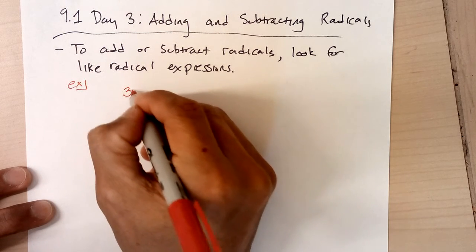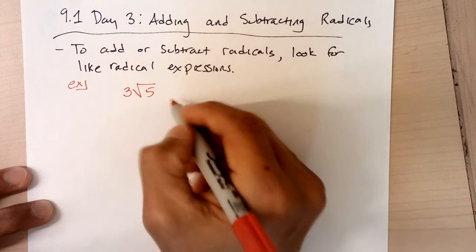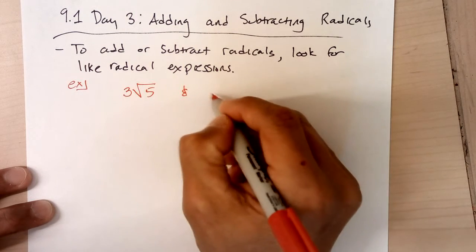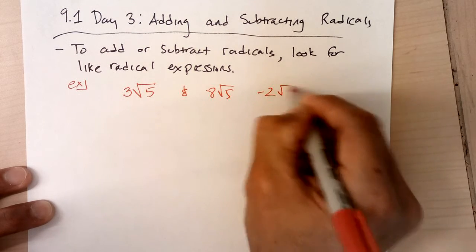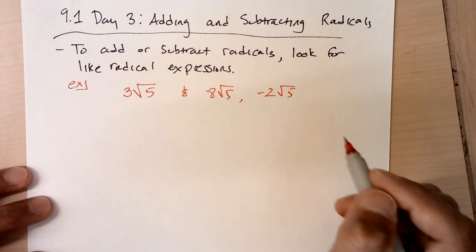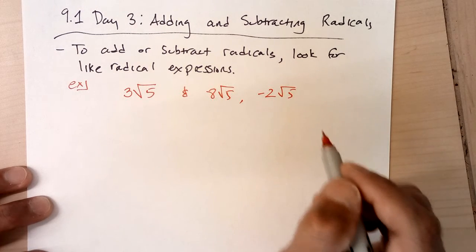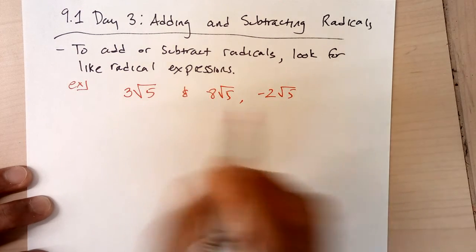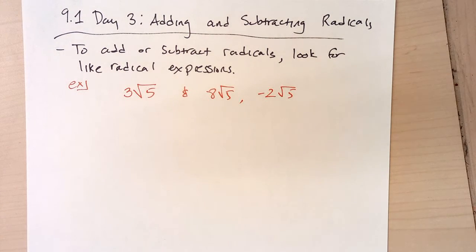So 3 square root of 5 would be a like radical expression with something like 8 square root 5, or even -2 square root 5, and so on. It's kind of like 3x and 8x, or 3x and -2x. To have like radical expressions, you have to have the same radicand. And then you could add those together.